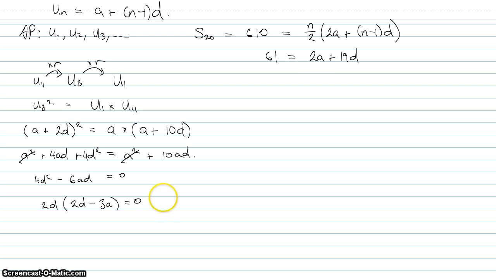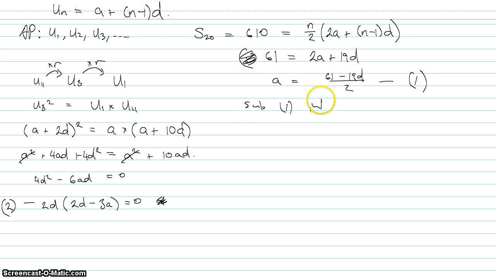So I'm going to be able to use this equation. Let's call this equation 2. And this one, let's not call equation 1 yet. Let's rearrange this so that a is equal to (61 minus 19d) all over 2. Let's call this equation 1. We're going to sub 1 into 2.